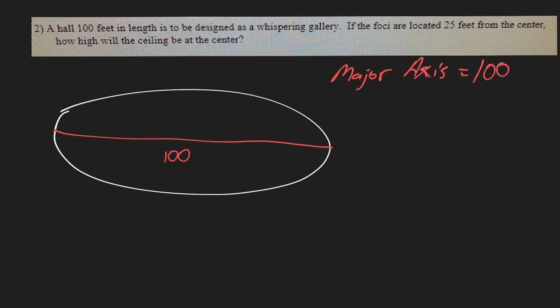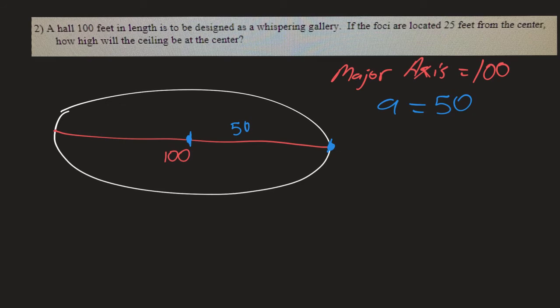First thing, of course, we should start with our picture. So here is going to be my ellipse, okay? And the first thing they mention is that the hall is 100 feet in length. So there, my major axis is going to be 100 feet. Okay, so let's make some notes here as we go. My major axis is 100 feet, which means, of course, the distance from the center to one of my vertices is going to be a, which is going to be 50, because it's exactly half of this, right?